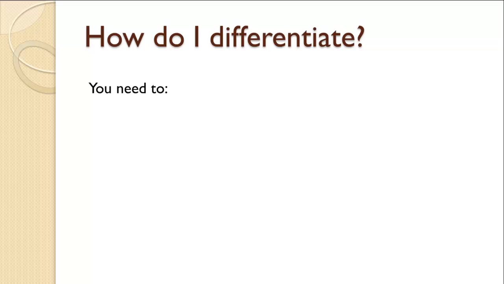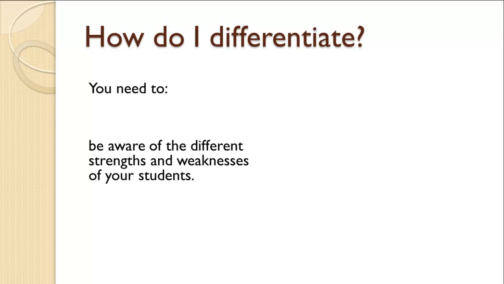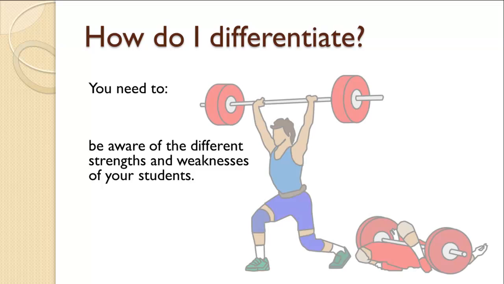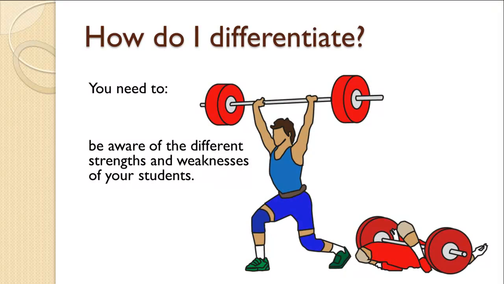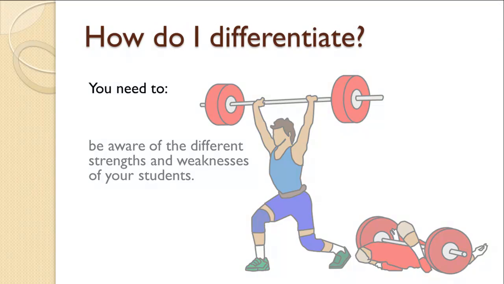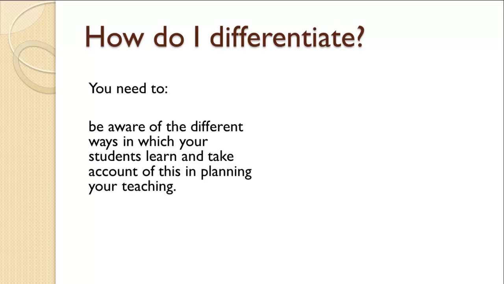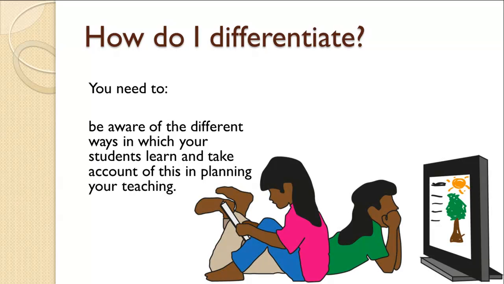So how do you differentiate? Before you can start to differentiate effectively, you need to be aware of the different strengths and weaknesses of your students. What one student might be capable of accomplishing easily, another might need support to achieve. You also need to be aware of the different ways in which your students learn and take account of this in planning your teaching. Where possible, you should aim to include a range of activities or strategies to take account of a variety of learning styles.